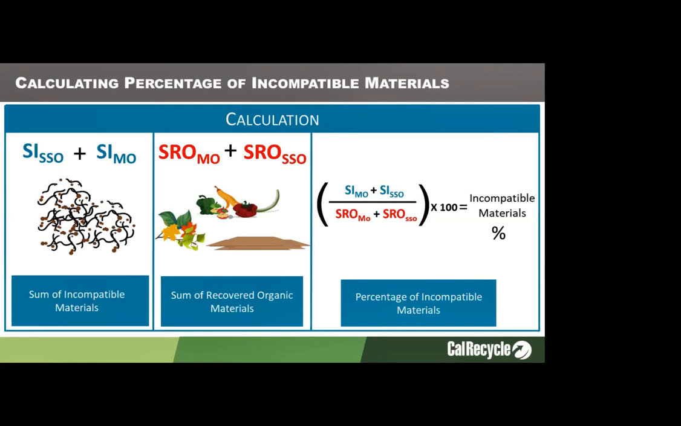Once we figure out these two values, we can calculate the percentage of incompatible materials by dividing the combined sum of incompatible materials by the combined sum of recovered organics to get the ratio of incompatible material. Then multiplying the ratio by 100 to get the percentage of incompatibles in all recovered organic waste for the reporting period.